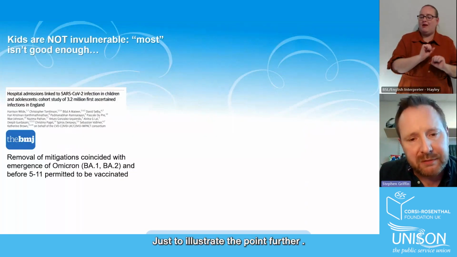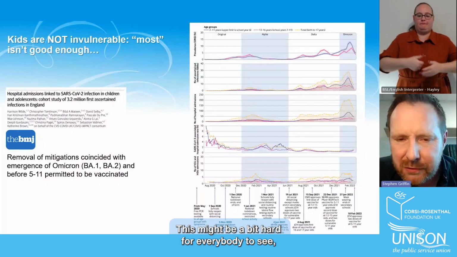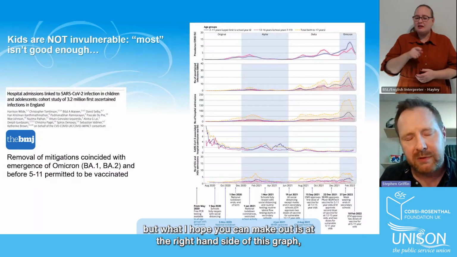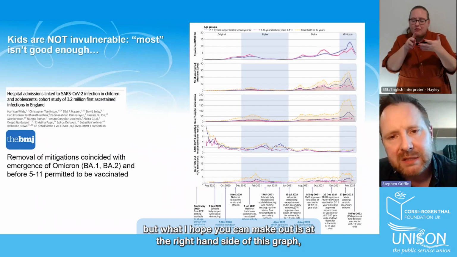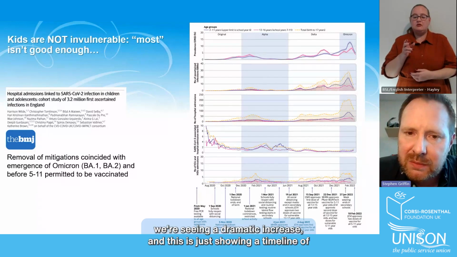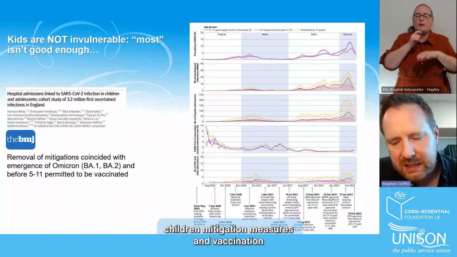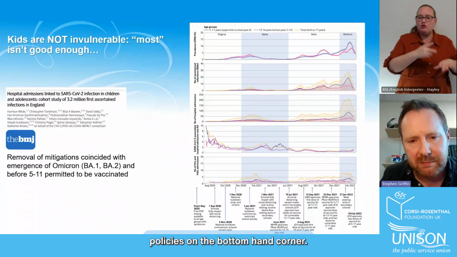Just to illustrate the point further, that children really aren't invulnerable. This might be a bit hard for everybody to see, but what I hope you can make out is at the right-hand side of this graph, we're seeing a dramatic increase, and this is just showing a timeline of children's mitigation measures and vaccination policies on the bottom hand corner.